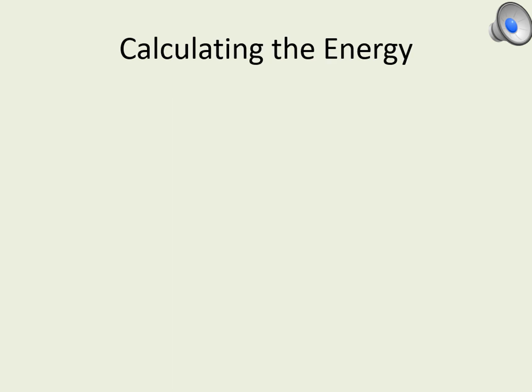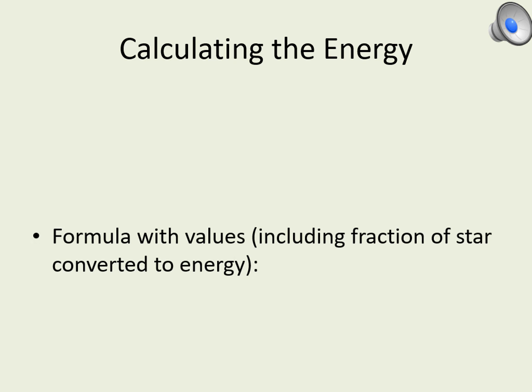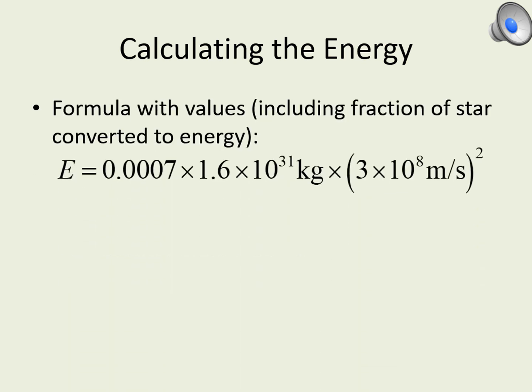We're finally ready to calculate how much energy these stars can generate in their lifetime. We start by listing the formula again, this time with the values of the mass and the speed of light. We'll continue using the 8 solar mass star from the previous slide. However, remember that we can't use the entire mass of the star. Only 0.07% of the mass is turned to energy, so we need to multiply by that 0.07%. Since taking the percentage is like dividing by another factor of 100, we use 0.0007 here.